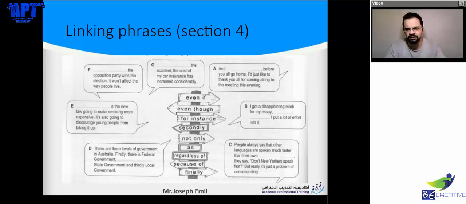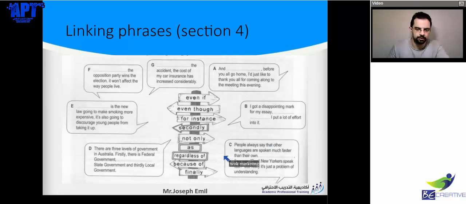I got a disappointing mark. Disappointing is you have high hopes and suddenly, it's bad. Okay, so yes, I've got a disappointing mark. I've got a disappointing mark for my essay. I put a lot of effort into it. Okay, please note that there is a comma here. Below the point I placed, there is a comma. Right here, that's a comma.